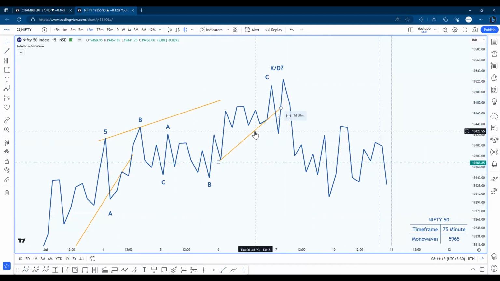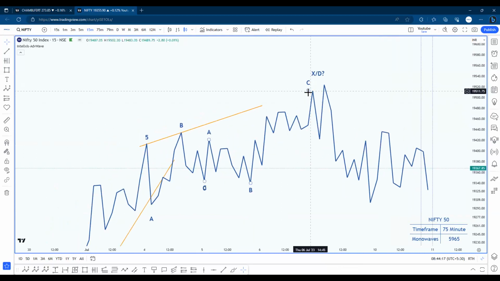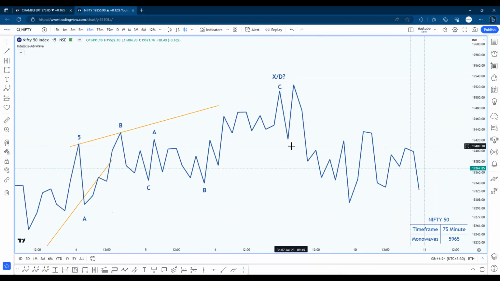Let me delete, because it's going to be too much text over here. Okay, so this C is going to be our X or D. Now this sharp fall is telling us that something new again started. So I'm going to mark it as a wave A.